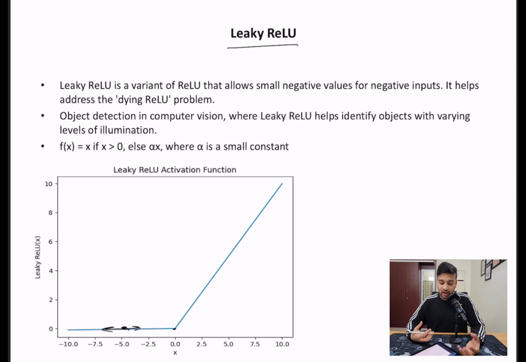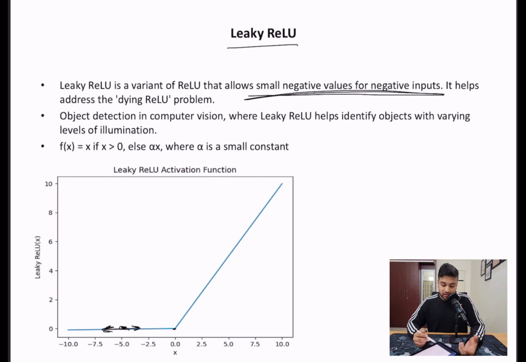So there is no way to know how you should optimize or where you should move, right? That is why a variation of ReLU, the leaky ReLU, was introduced. Let us see what it is. Leaky ReLU is a variant of ReLU that allows small negative values for negative inputs, right? This is the key important point. It helps to address the dying ReLU problem. Dying ReLU problem means that once you are here, you are almost on dead neurons. You cannot do much to optimize your performance further, right?